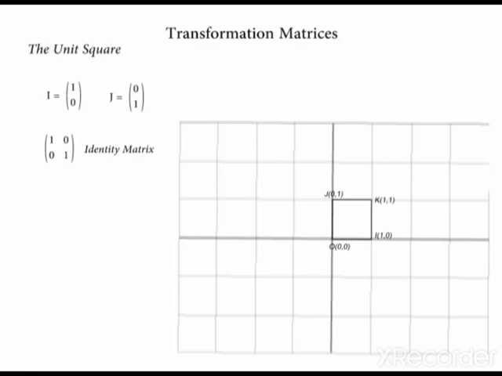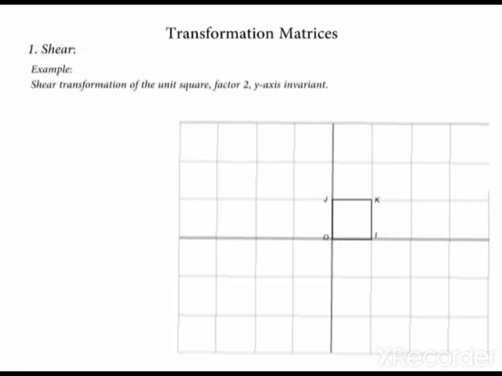Take an example, a shear transformation. Suppose we want a shear matrix for scale factor 2 with y-axis invariant. We go to the unit square and consider points I and j and subject them through that transformation. In this case, point j will be invariant because it lies on the invariant line, so its coordinates remain j prime 0, 1. How about I?